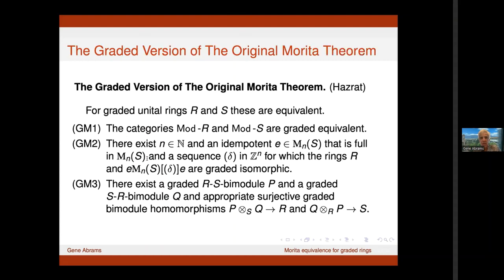Okay, so here is what Ruse-Behazrat was able to prove. This is in the LMS lecture notes that I referred to before. There is some notion of graded equivalence between the module categories. Remember, we're not requiring here anything about homogeneous graded equivalence, just graded equivalence without this additional condition on the zero components. There is some sense of isomorphism between a corner, but you have to be able to tweak the grading on the matrix ring in some appropriate way. And it turns out that's equivalent to some bimodule condition that we can write down as well.